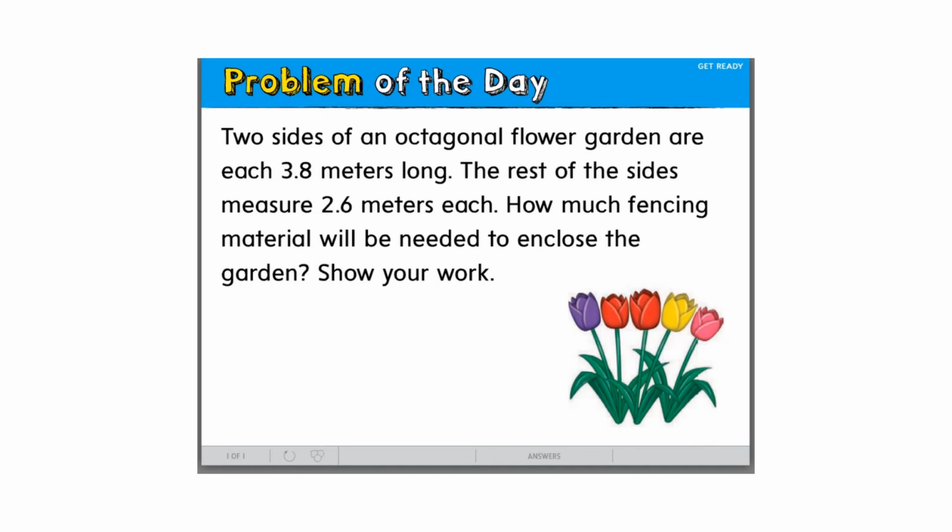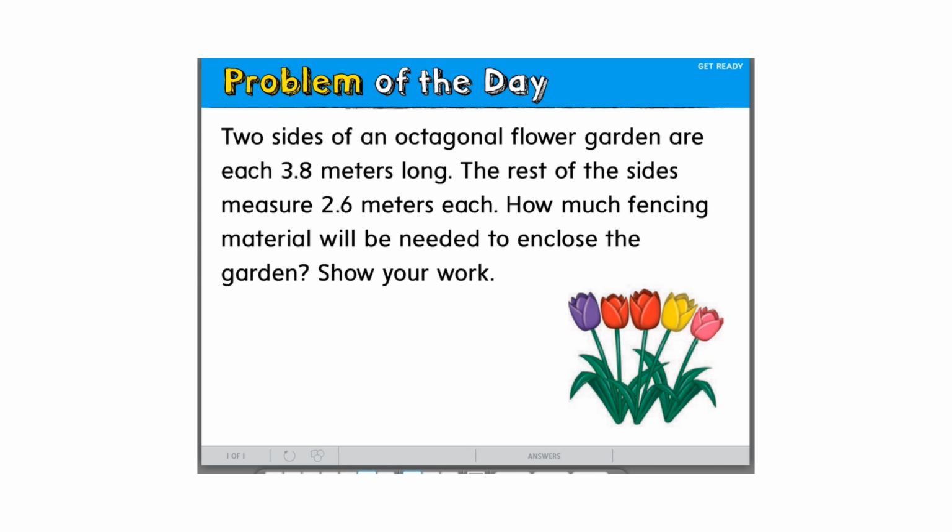Okay? Here's your problem of the day. I'm going to let you think about it for a minute by yourself, and then I'll have you talk to somebody and see if you can figure it out together. Here's what it says. 2 sides of an octagonal flower garden are each 3 8/10 meters long. The rest of the sides measure 2 6/10 meters each. How much fencing material will be needed to enclose the garden?